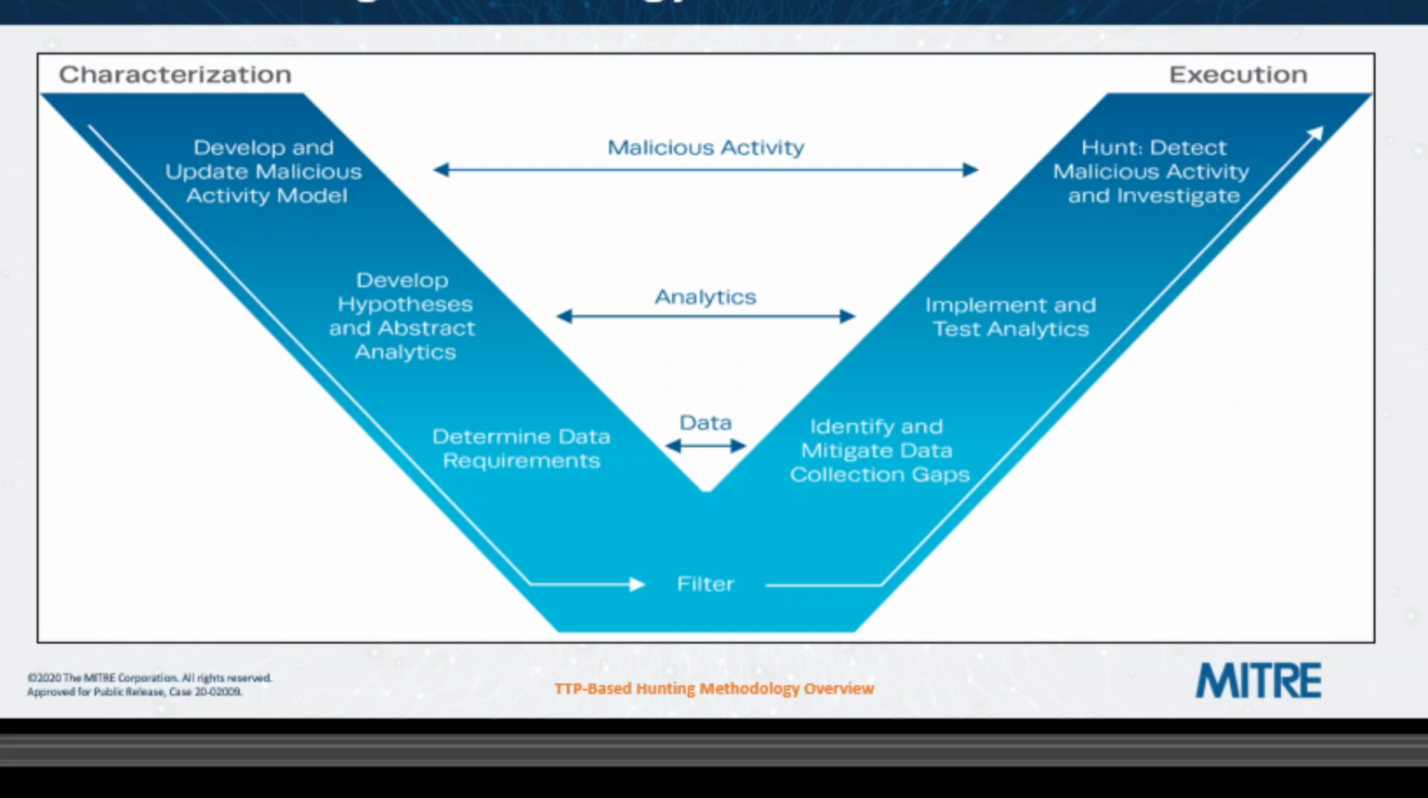The third step is to determine what data we'll need to observe that activity and test our hypotheses. Once we know the network or system on which we need to hunt, we can filter down all of that abstract information to only what's relevant for that particular hunt. Once we have that repository filtered down appropriately, we can go on to the operational network, identify any data collection gaps that we have relative to what we've determined we need, and try to mitigate those.